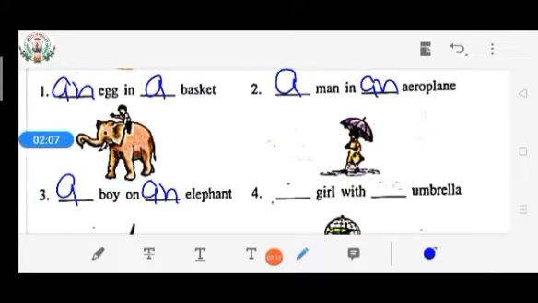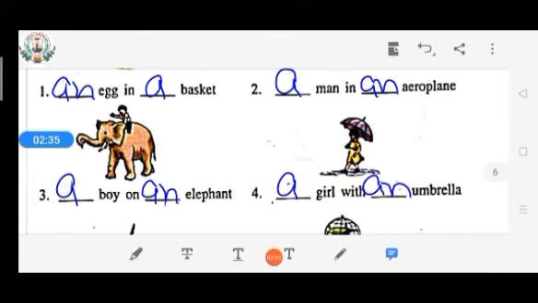Look at the fourth picture, children. In fourth picture, girl with dash umbrella. In girl, the first letter is G. G is a consonant. So, we will put a girl with dash umbrella. In front of umbrella, we will put an, because in umbrella, the first letter is U and U is a vowel.